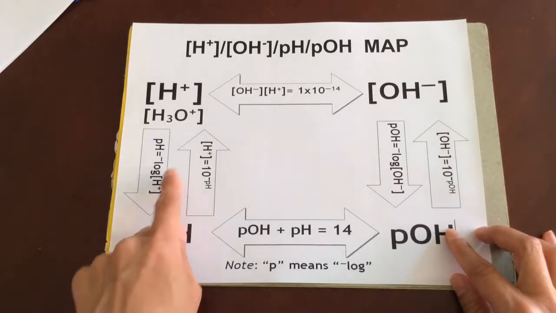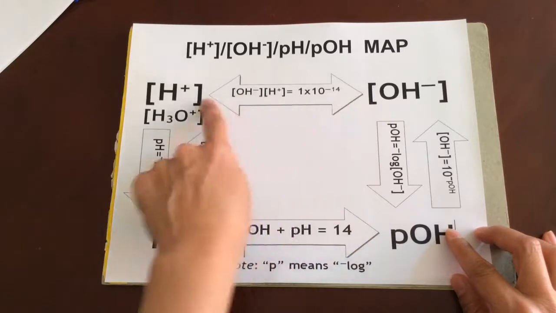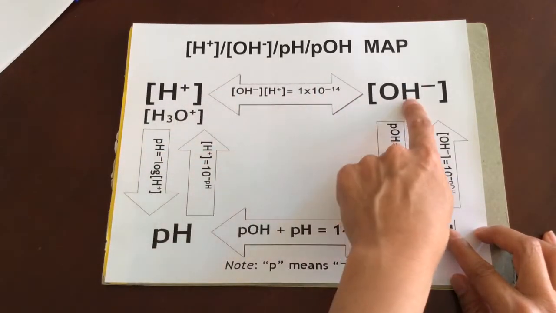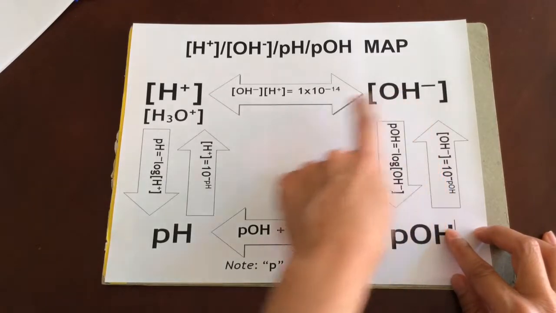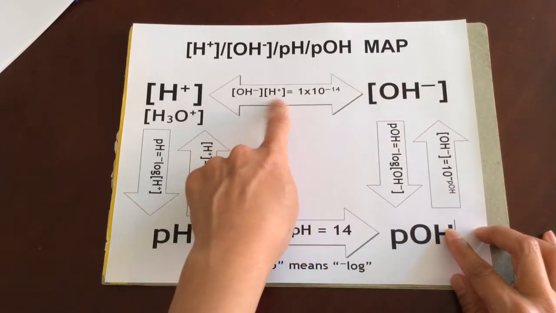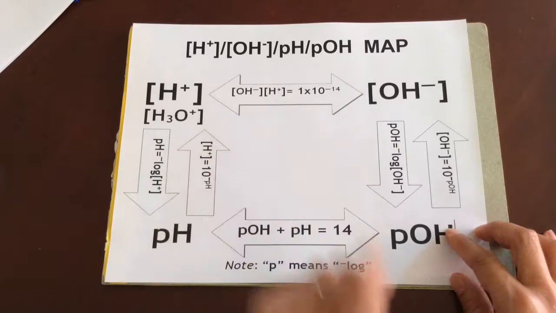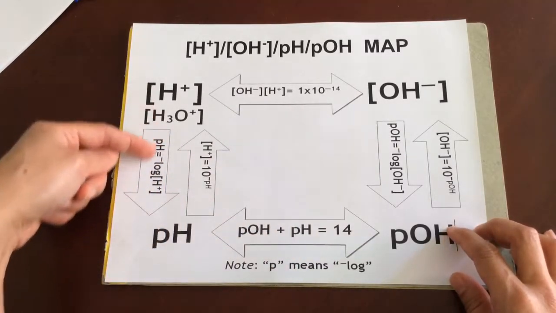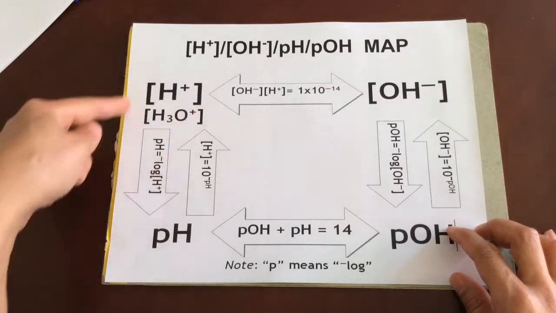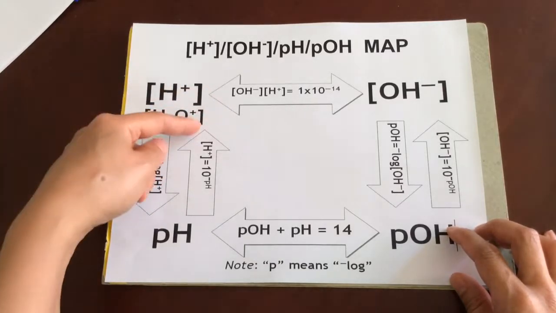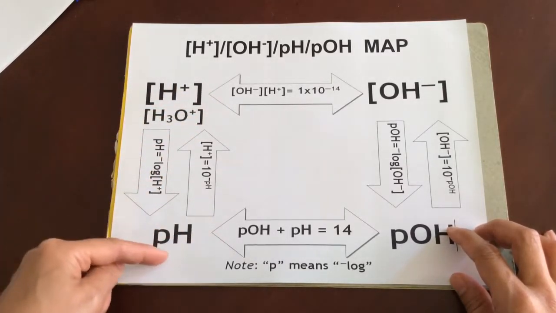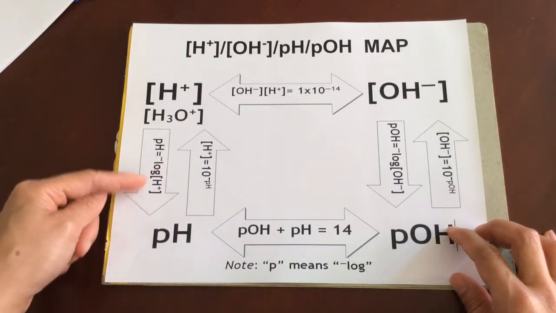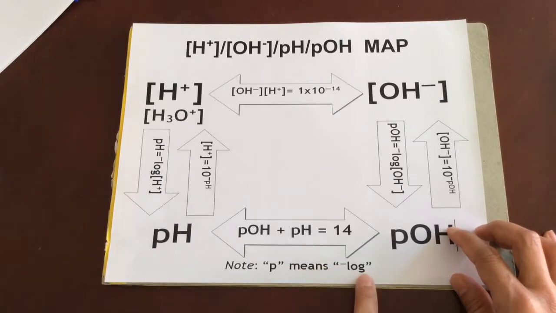Now, as you maneuver between each of these, whether you want to calculate the H plus from the OH minus concentration, you need to use these equations appropriately and just substitute in and solve for what you need. Likewise, if you're going downward, from the hydronium or hydrogen ion concentration to the pH, you will need to take the negative log of that. And that's what P represents. P really means negative log of something. It's a function.